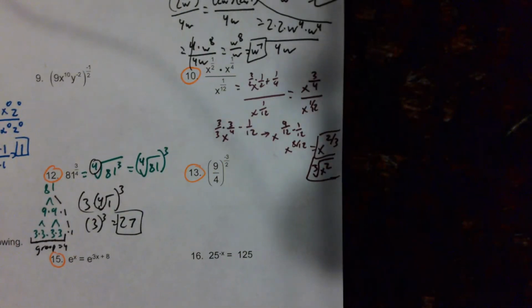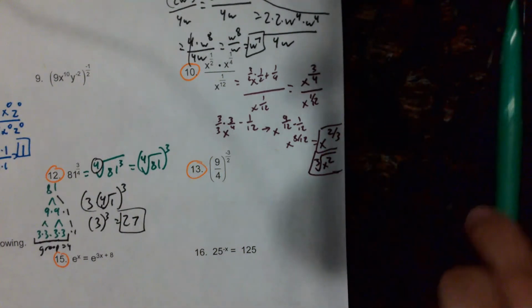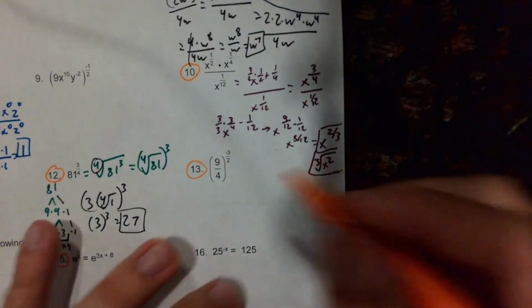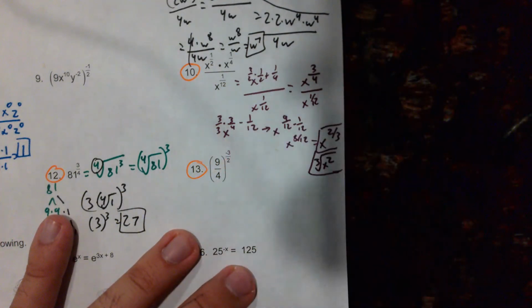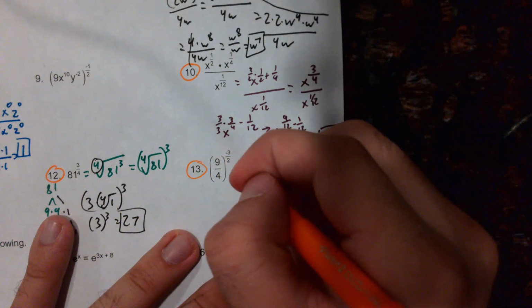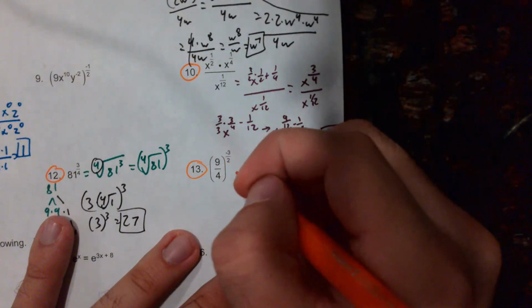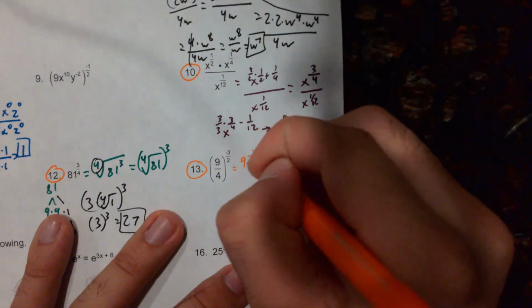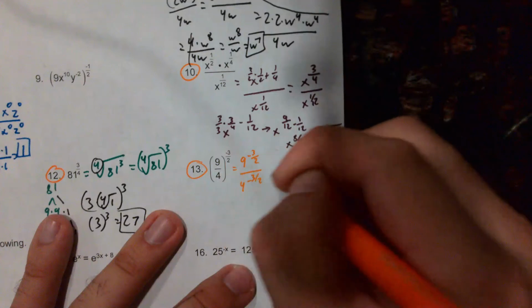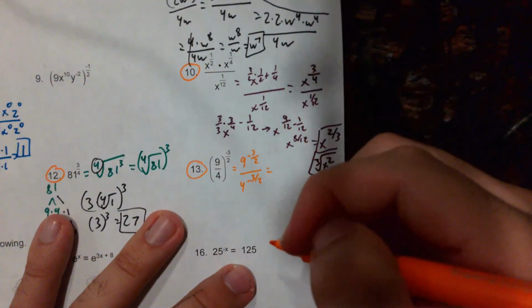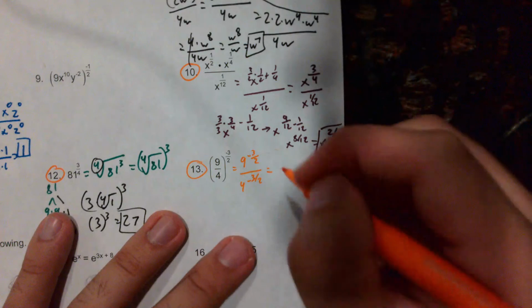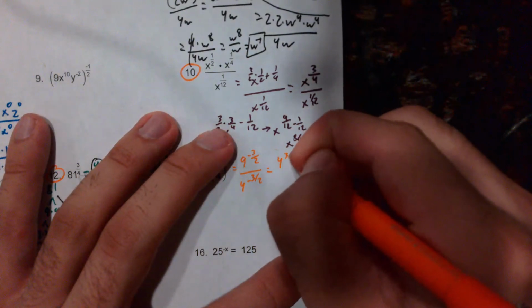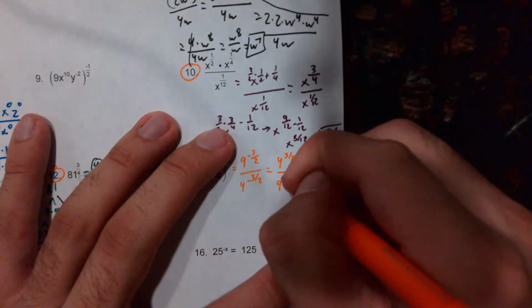I'm going to go ahead and look over 13. There's a couple ways you can do this. We're just going to stick to our rules. I think the more we stick to them and the more we iron those out, the better we'll be. So I'm going to bring this down to both things. So this is going to be 9 to the negative 3 halves over 4 to the negative 3 halves. I can go across the fraction sign and make it a positive. So this is 4 to the 3 halves over 9 to the 3 halves.